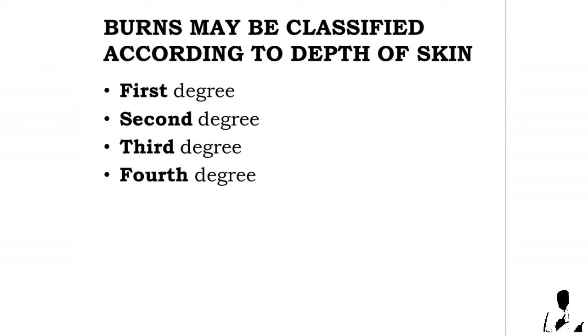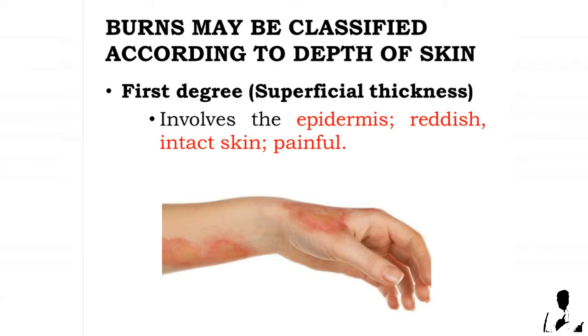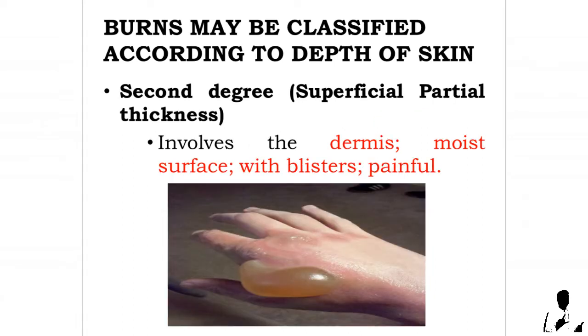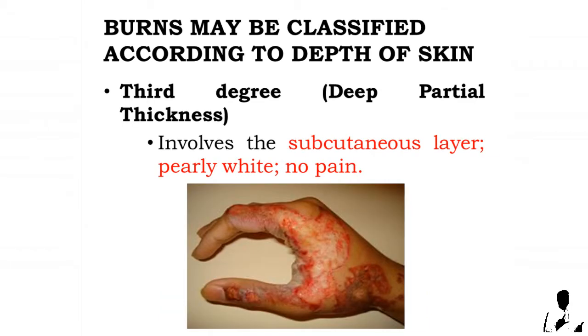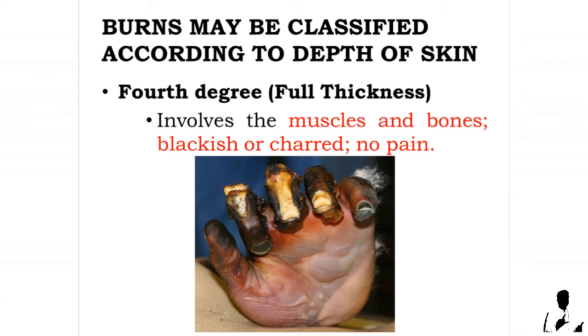1st degree or superficial thickness burn. It involves the epidermis, usually reddish intact skin, and painful. 2nd degree or superficial partial thickness burn. It involves the dermis, with moist surface, with blisters, and painful. 3rd degree or deep partial thickness. It involves the subcutaneous layer, usually pearly white, with no pain. 4th degree or full thickness burn. It involves the muscles and bones, usually blackish or charred, with no pain.